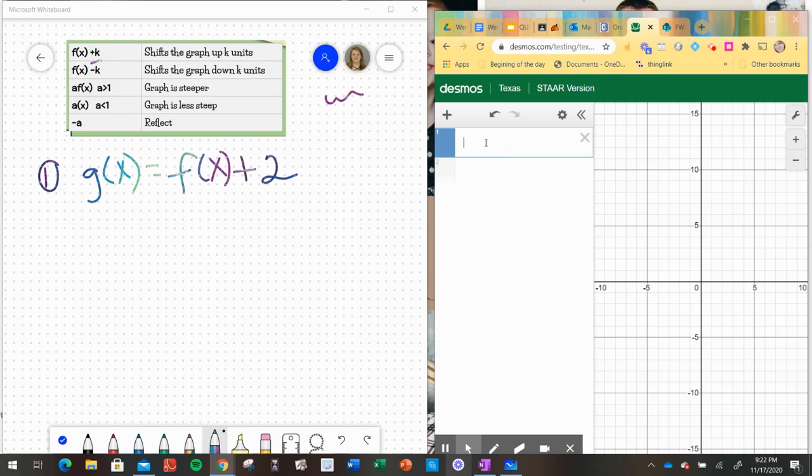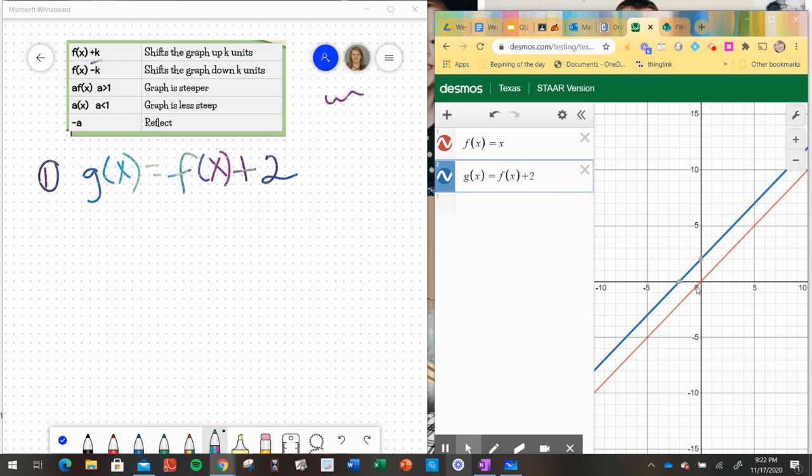And if I want to see visually what that looks like, remember we're always going to graph our parent function first. So f(x) = x, right? That's always our starting point. And then again, we can see when we do g(x) equal to our original function + 2, okay, we can see that it simply got moved up 2.